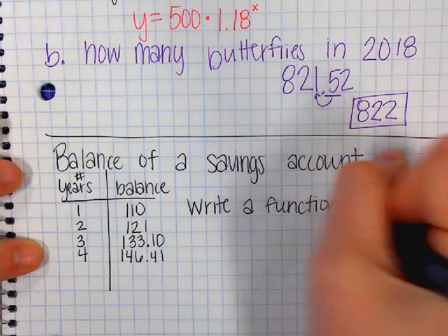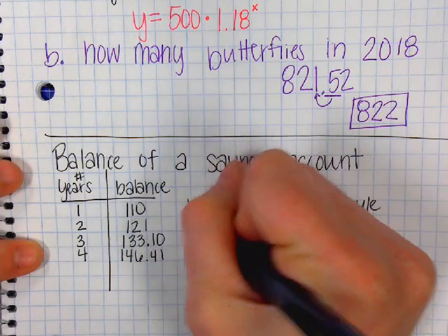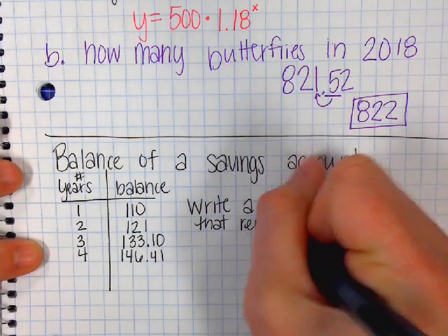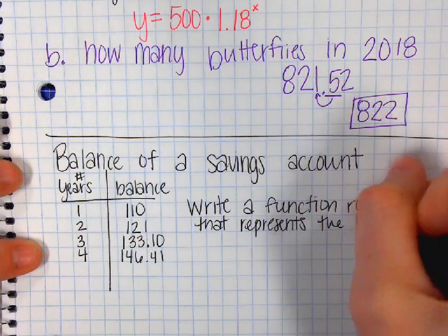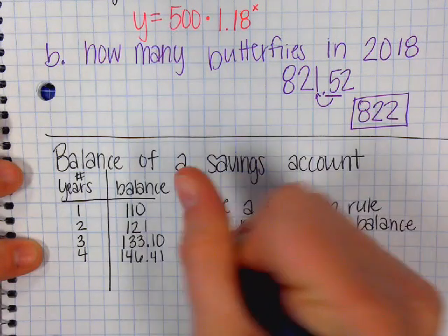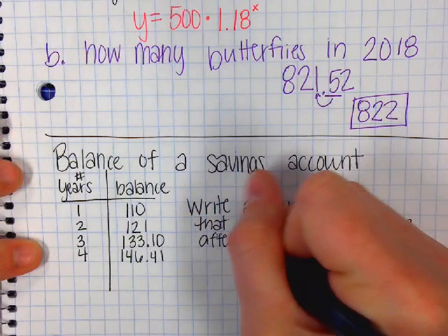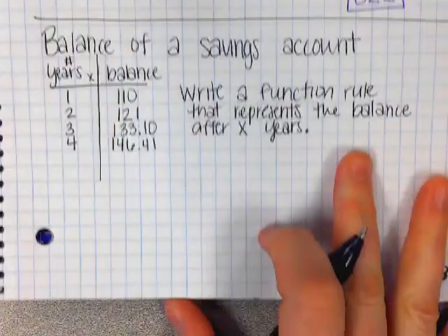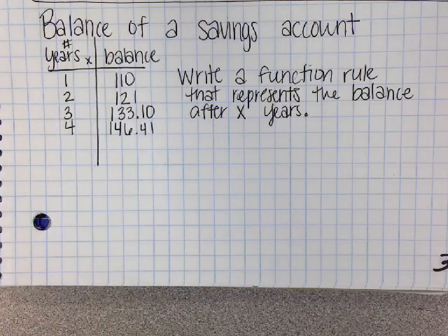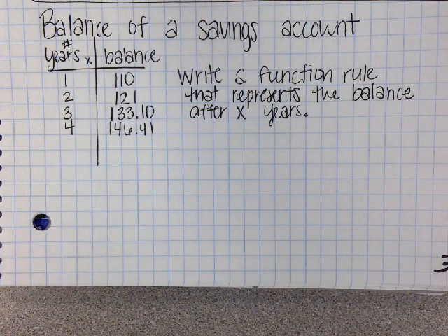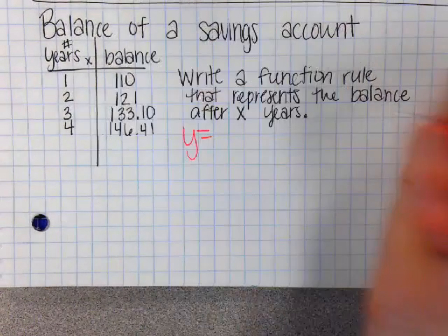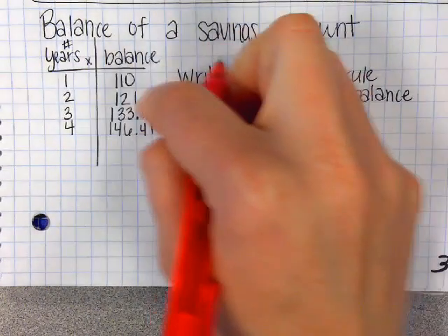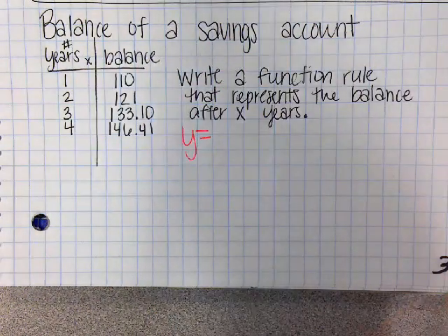And the question says, write a function rule that represents the balance after X years. So when we write our equations, y equals, remember it's always the initial amount times whatever is multiplying each time.